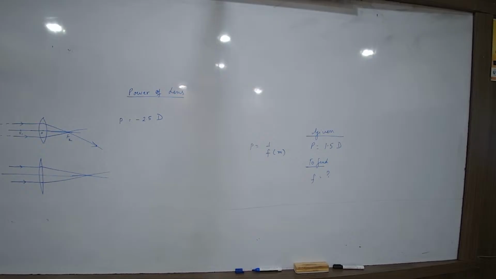1.5 will be 2 by 3 meters, 0.6 recurring. Why? 0.6. 100 upon 1.5, 50, 0.6.